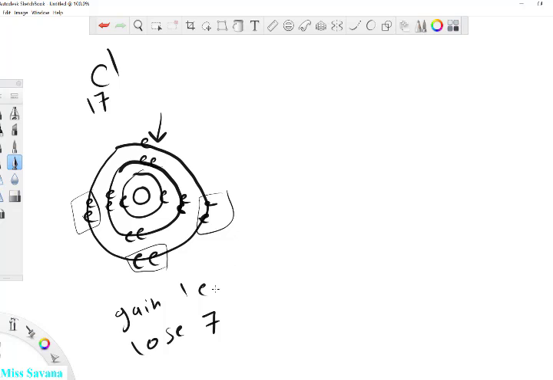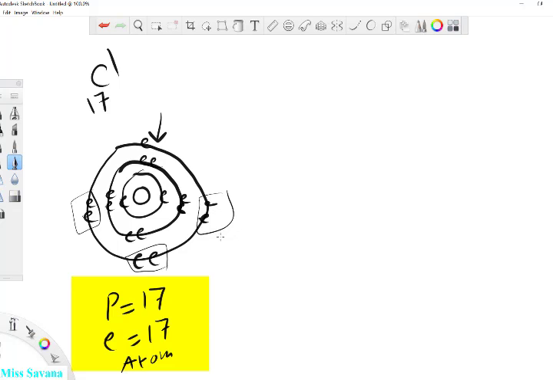That's right, it's easier for it to gain 1 electron than to lose 7 electrons. So here it is, it's going to be like this. Because it's an atom, guys, the protons are actually equal to the electrons. Now we're going to gain 1 electron.